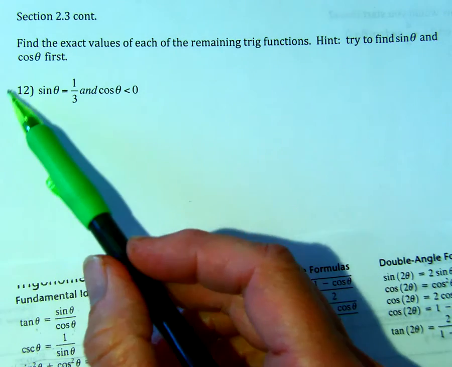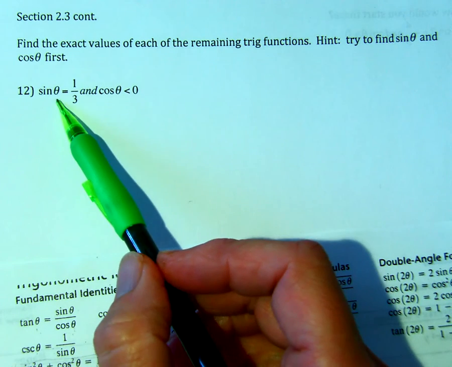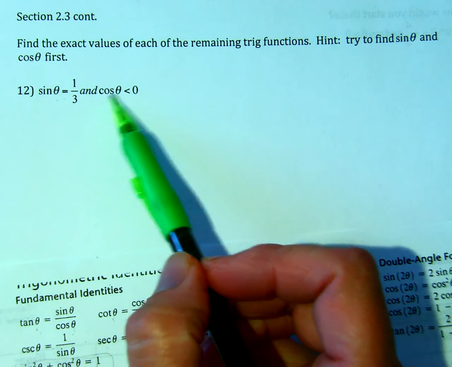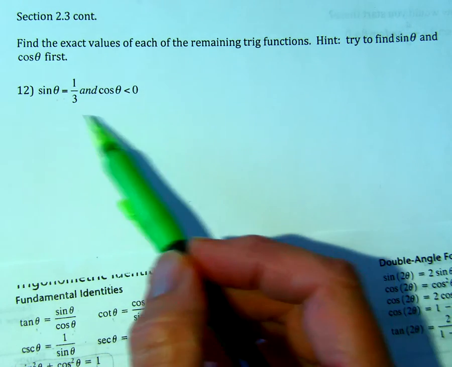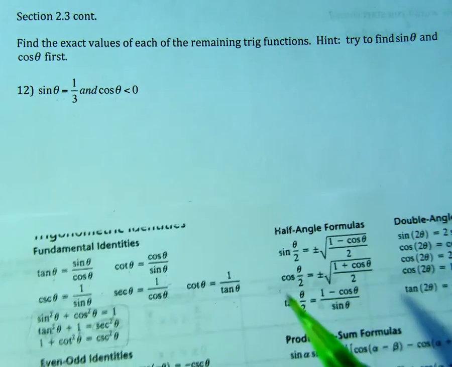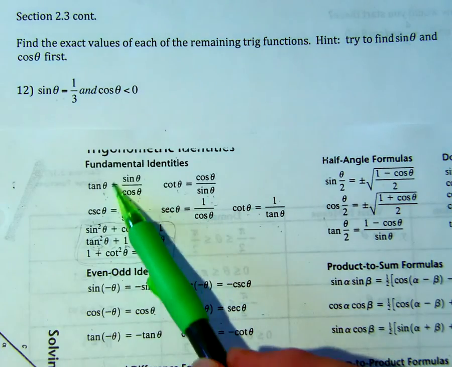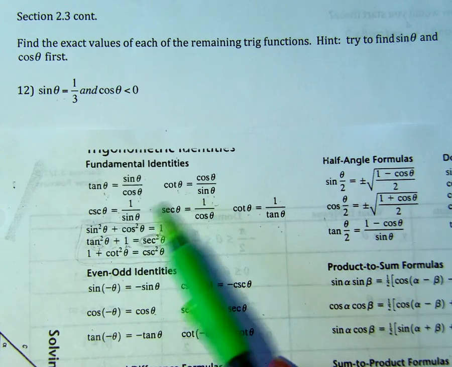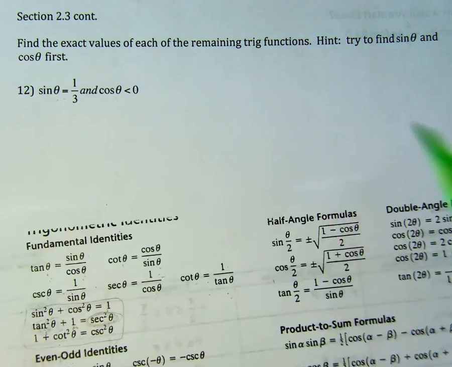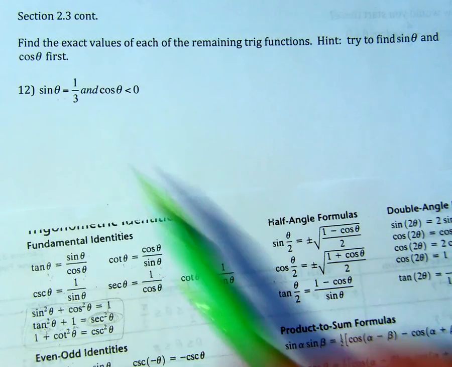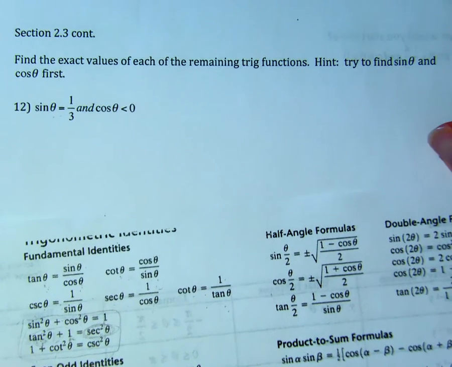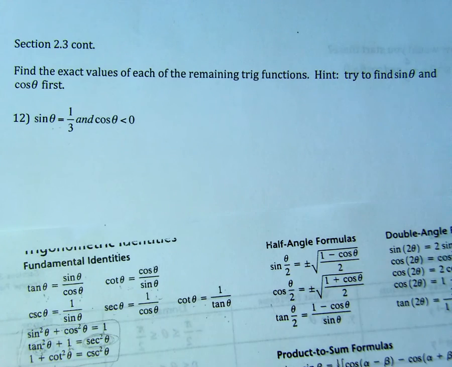So if you look at problem 12, it says sine of theta equals 1/3 and cosine theta is less than 0. In the past, when I gave you these problems, I gave you sine and cosine, and all you had to do was plug in to find tangent and cotangent and cosecant and secant. But what's missing here now is the other part of it. They just told you cosine is less than 0. They didn't actually tell you what cosine is. So this is a little more challenging.